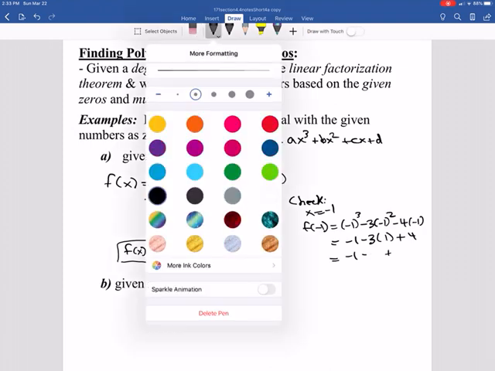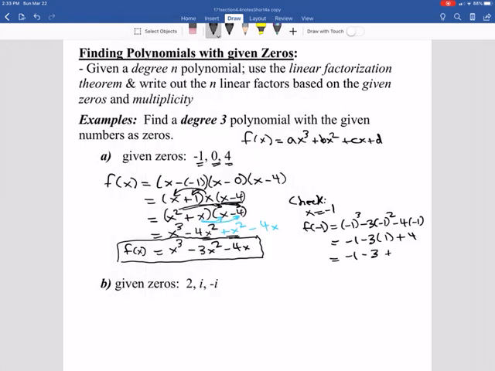-1 minus -3 times 1, which is 3. So we've got 3 here, plus the 4. And as we simplify, -1 minus 3 is -4, and -4 plus 4 is 0. So it checks, and the same goes for 0 and 4. We could confirm the other two. So -1 is a 0 of this polynomial function, as is 0 and 4. So again, we've created that polynomial given those three zeros of the polynomial.